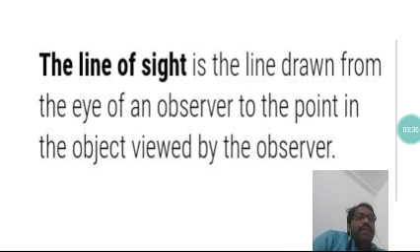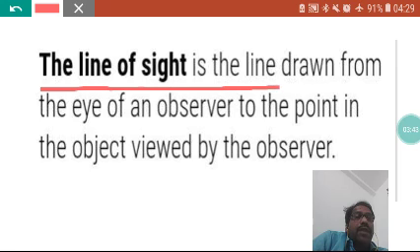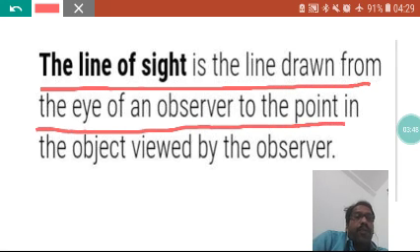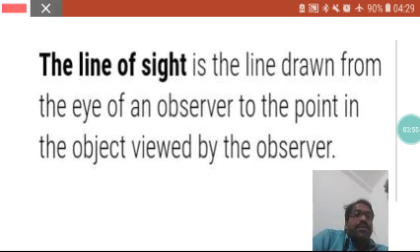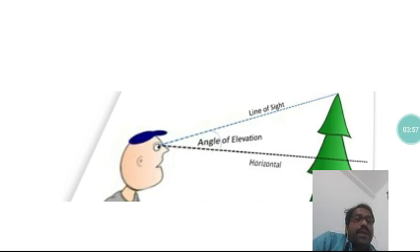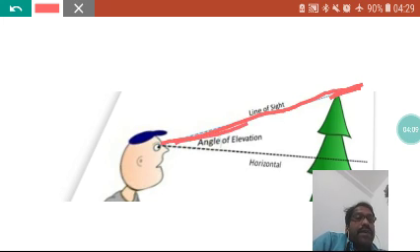First of all, the line of sight. The line of sight is the line drawn from the eye of an observer to the point in the object viewed by the observer. You will understand this from this figure. What is line of sight? So this is the line of sight. Here I am seeing the top of this object, and that straight line is called the line of sight.